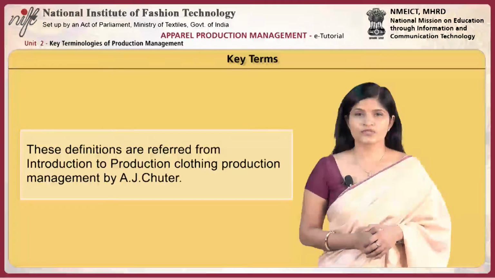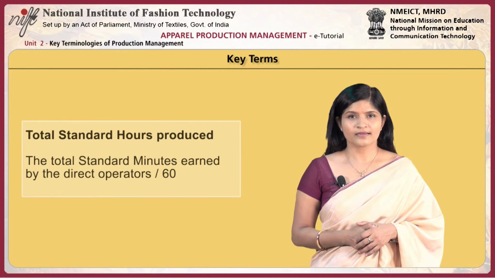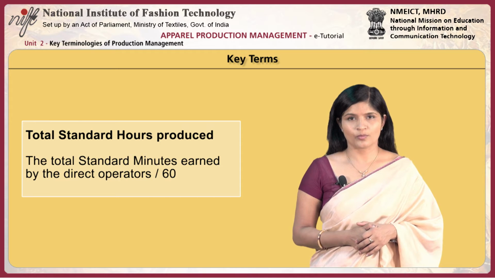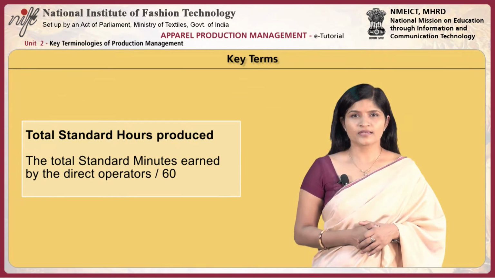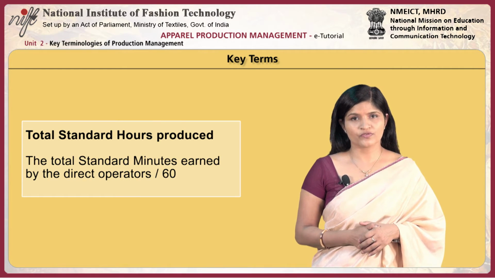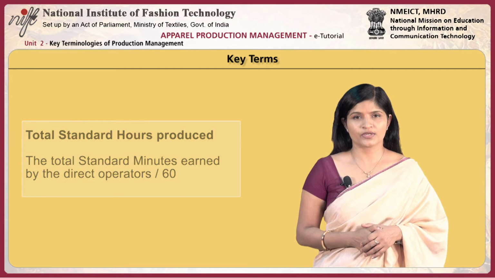Let us now review some basic terms used in production management. Total standard hours produced is equal to total standard minutes earned by the direct operators divided by 60. Accurate SMV values are needed to provide realistic figures. If the SMVs are too loose, then the total number of standard hours produced will be more and the efficiency will not be a true reflection of the performance. If the SMVs are tight, the reported figures will not be accurate.